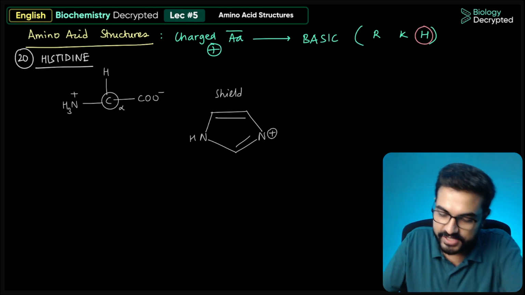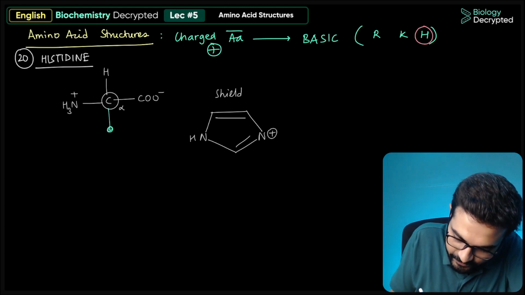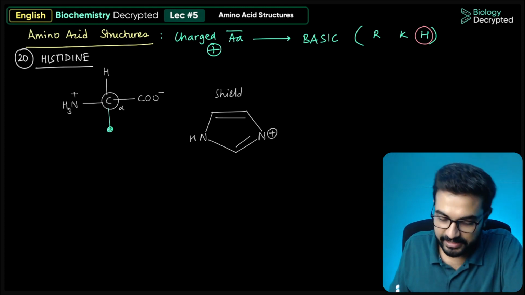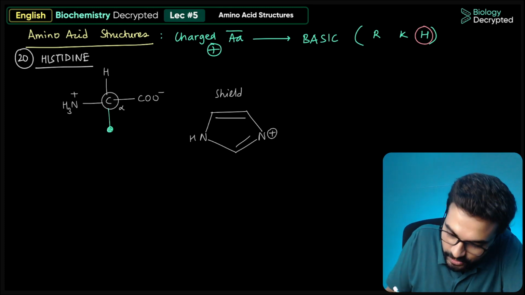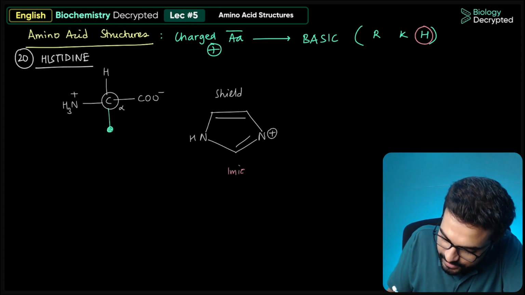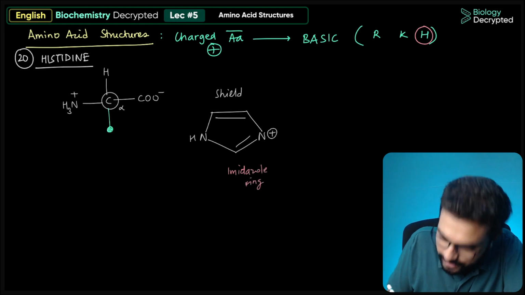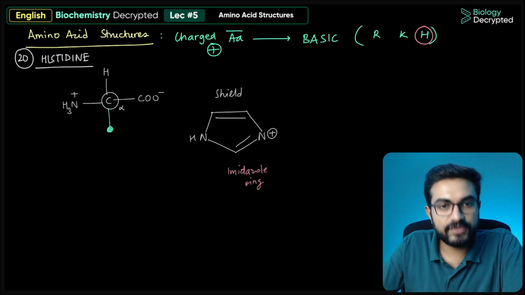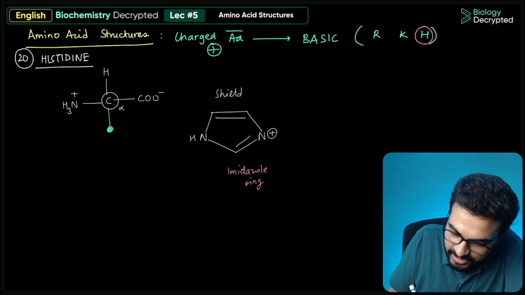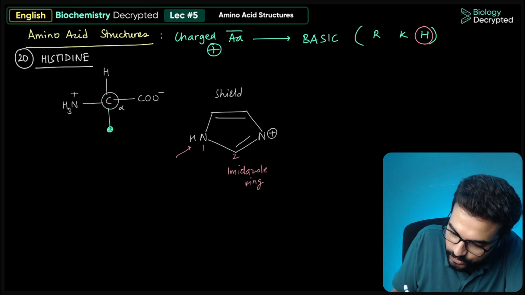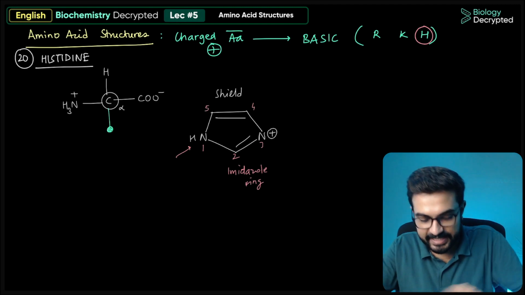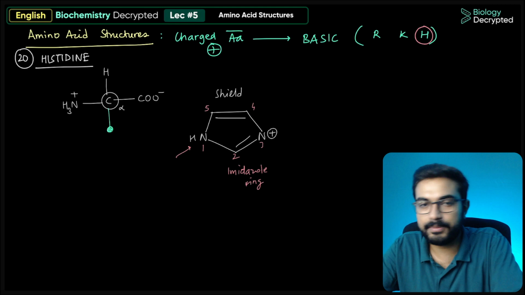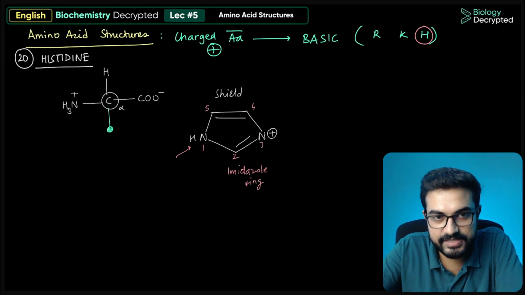Now what you have to do is simply, here you will have one carbon and here you will have the shield. Do you know what this group is called? This is your famous imidazole ring. In the imidazole ring, we start the numbering from here: this is 1, 2, 3, 4, and 5. The fifth carbon is attached to this.